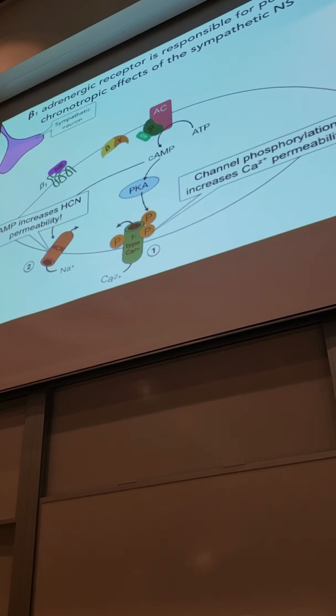So we have a channel that is going to be activated by hyperpolarization, but it's also going to be activated by cyclic AMP. And its activation in this regard with cyclic AMP is that cyclic AMP actually binds to it and increases permeability. Okay, so the more cyclic AMP, the more permeable our HCN channel. So both the sodium and the calcium channels become more permeable in our pacemaker cell.